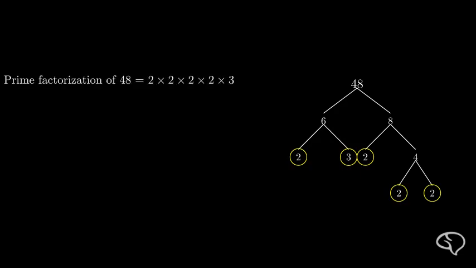Now we collect all the circled prime numbers. We have 4 2's and 1 3. So the prime factorization of 48 is 2 times 2 times 2 times 2 times 2 times 3. This method is great for visualizing the process of breaking a number down into its prime components. It shows how any number can be built up from these prime building blocks.